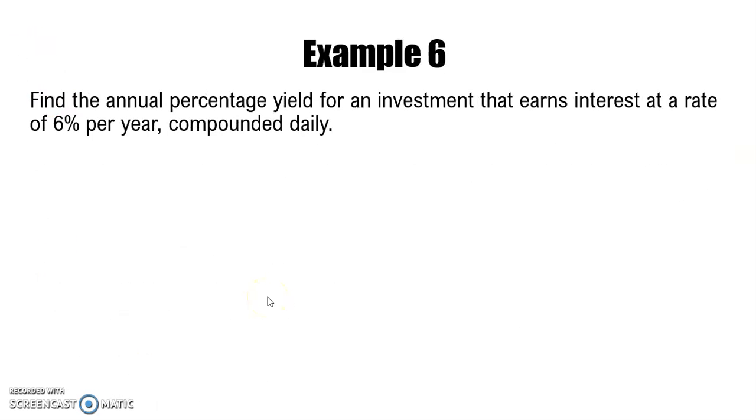In my example, it says find the annual percentage yield for an investment that earns interest at a rate of 6% per year, compounded daily. So we're going to start out with creating our equation. My compound interest formula equals 1 plus R, and R is going to be the variable we're solving for. So try and put this into your compound interest formula. Remember, time is 1 because it's annual percentage yield. 1 year, annual. So try and put that in and then see if you get the same thing I did.